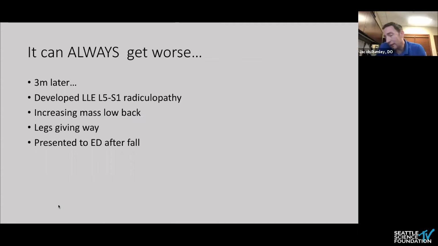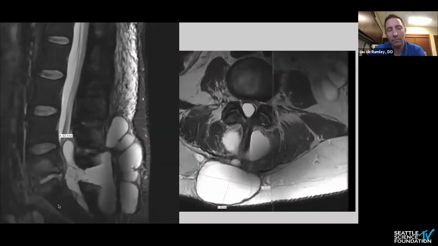So anytime you think it's bad, because we're like, she's got horrible back pain, her CSF headaches got a little bit better, nothing ruins outcomes like follow-up. So 3 months later, she came in, she started to develop contralateral L5-S1 radiculopathy and increasing mass over her low back, with pain over her low back despite wearing her corset. Her legs started giving way, and she presented to the ER with a fall. We found out about her legs giving way when she presented to the ER.